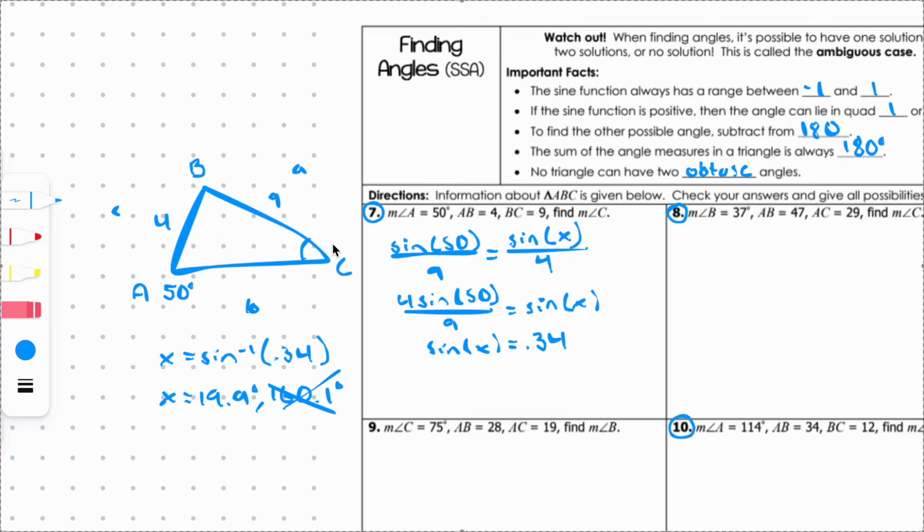And so we always want to plug it in to see if that value of x is viable. So our final answer is that x equals 19.9 degrees.